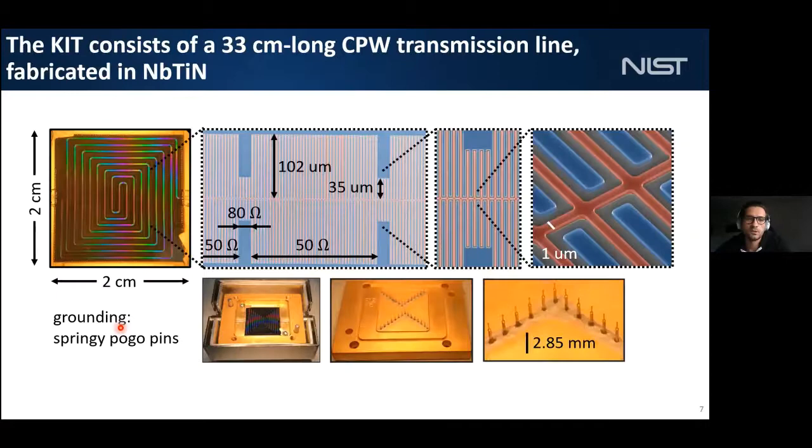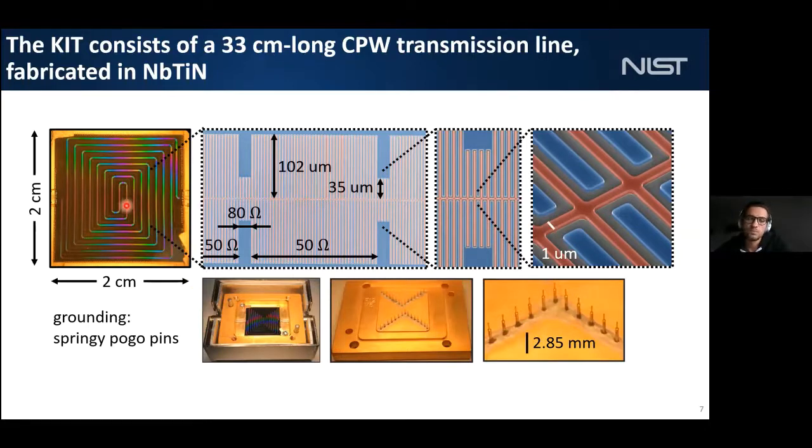So the actual device looks like this. It's a 2x2 centimeters chip on which we have patterned a line that is 33 centimeters long, and you see that it's arranged in a spiral with the input here and the output there. And if I zoom in, you can see the periodic loading here, where some fingers are shorter periodically in the line. And if I zoom further, you can see the line here where you have 1 micron wide fingers.